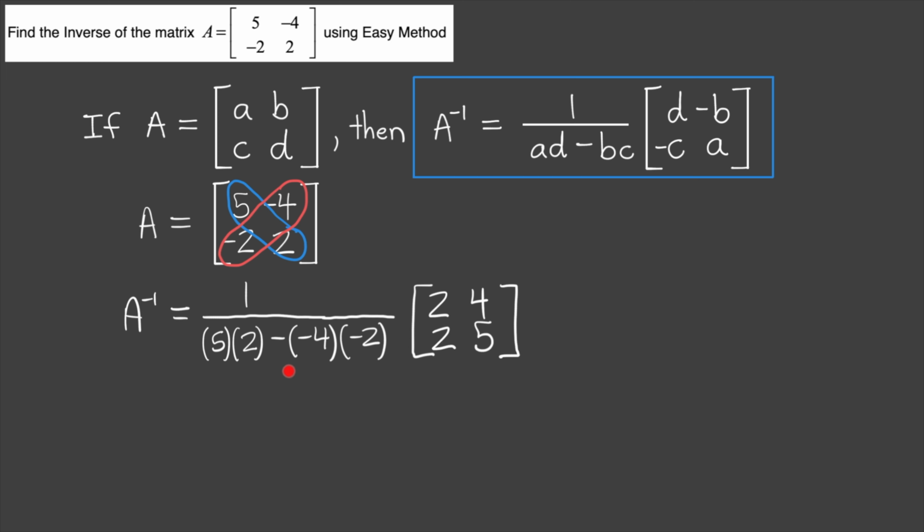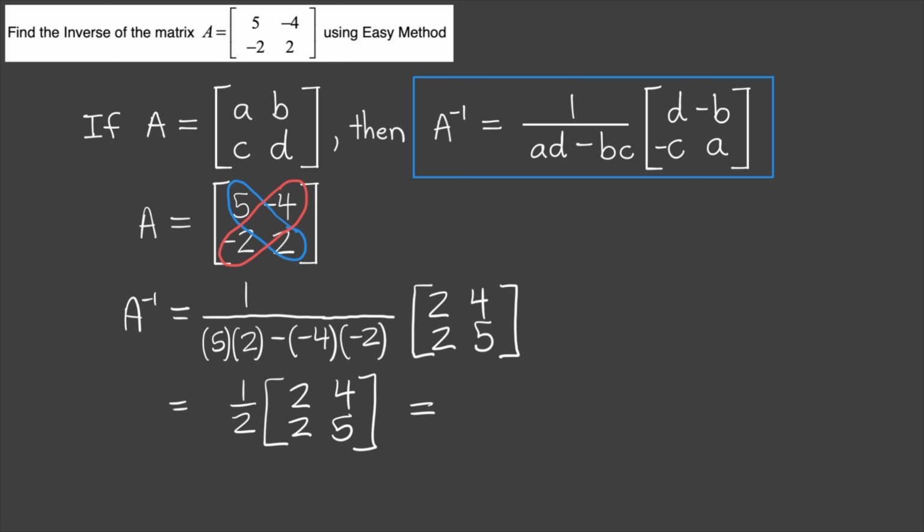Now to simplify, this determinant on the bottom, we have 5 times 2, which is 10, and then the negative times a negative, so it ends up being negative. So 10 minus 8, which gives us 2. So we have 1/2, and then we're going to distribute that into our matrix here. All right, so our last step is just distributing.